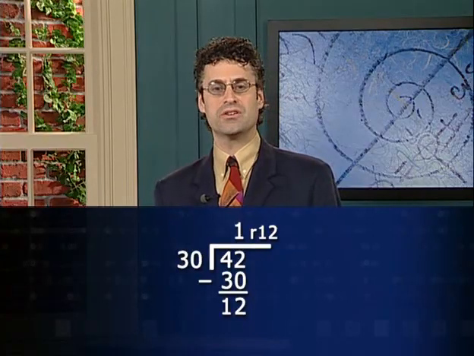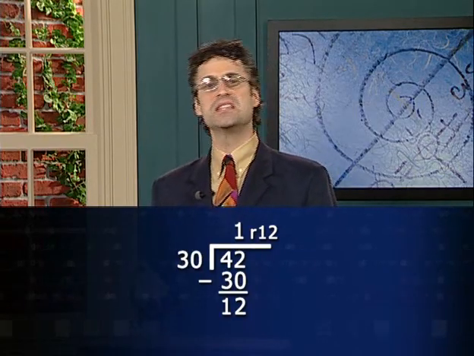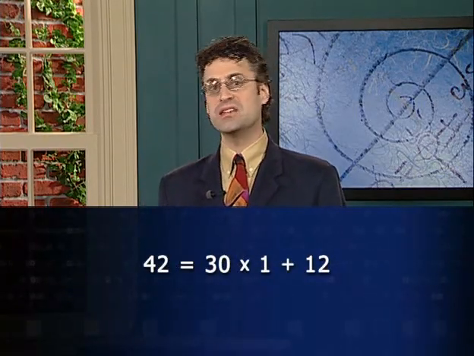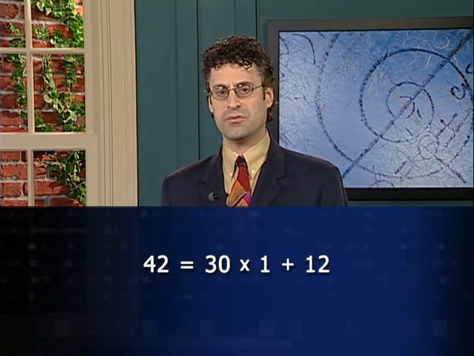Well, to illustrate the method, we apply the Euclidean algorithm to find the greatest common factor of 30 and 42. Now, we've already done that, but I want to introduce the method with an example that we've already seen. Well, we begin by dividing 30 into 42. It goes in once with a remainder of 12. In other words, we see that 42 equals 30 times 1 plus 12.